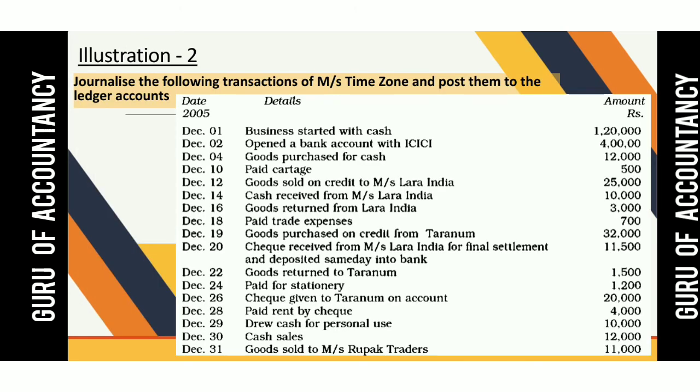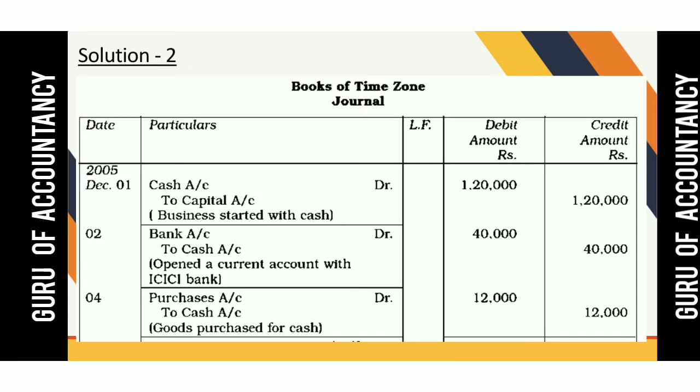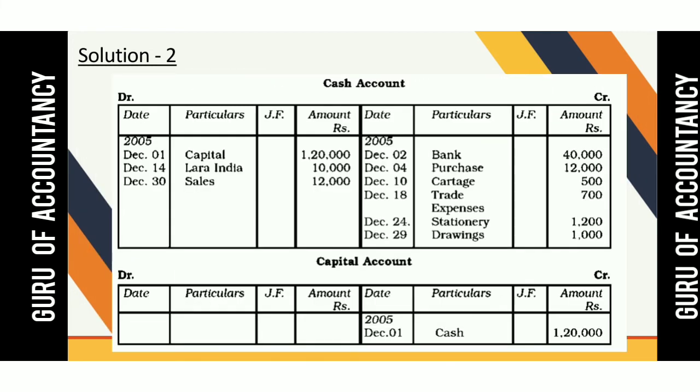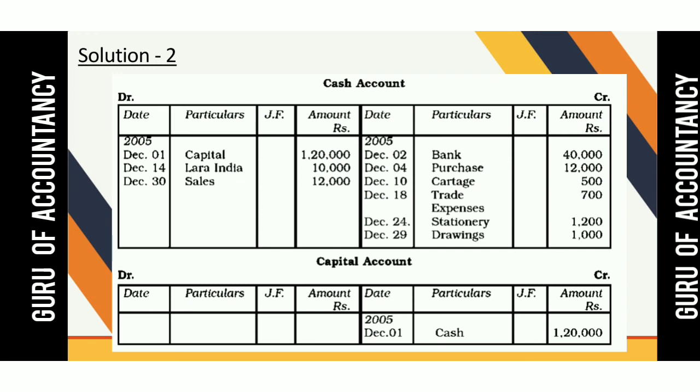See the second transaction, open a bank account with ICICI rupees 40,000. So here the entry would be bank account debit to cash. You can see the entry, bank account debit to cash. Let us see its posting. This transaction would be posted on the debit side of the bank account and the credit side of the cash account. So on the debit side of the bank account we will write to cash. See the bank account debit side, December to cash 40,000, and check the cash account credit side. You can see December to buy bank 40,000.